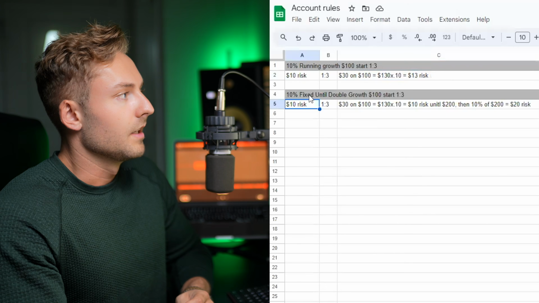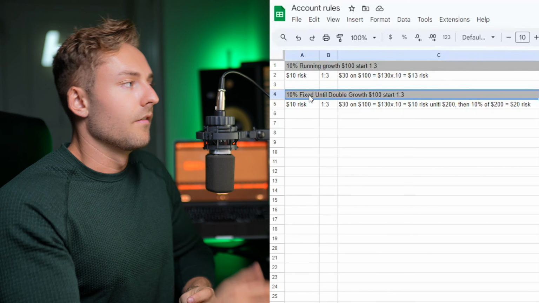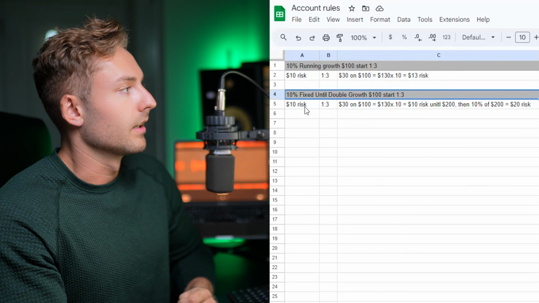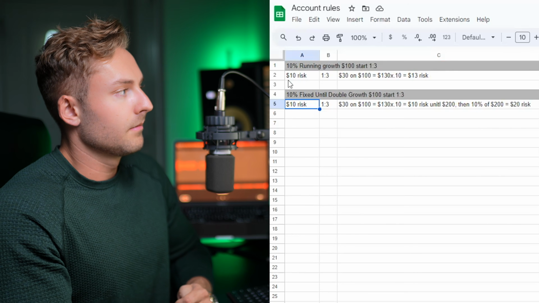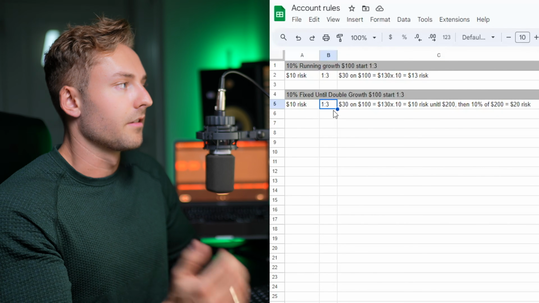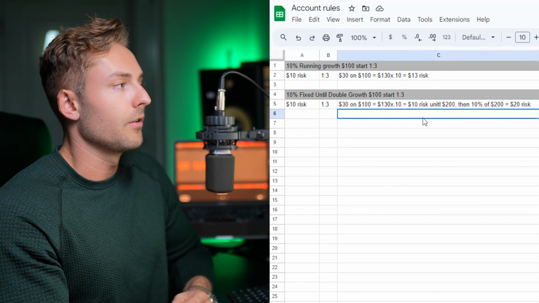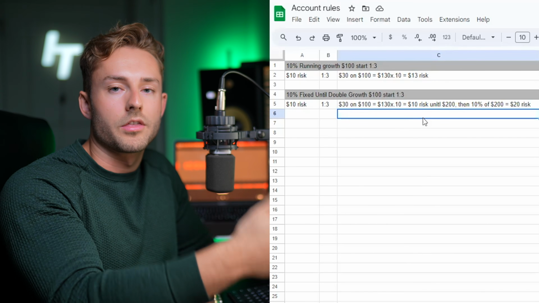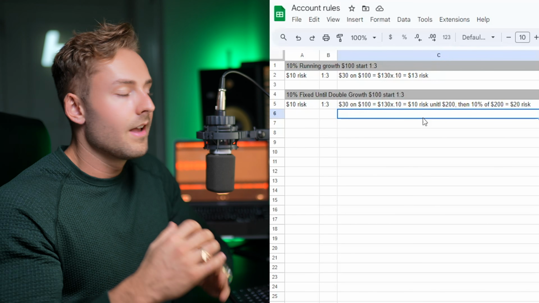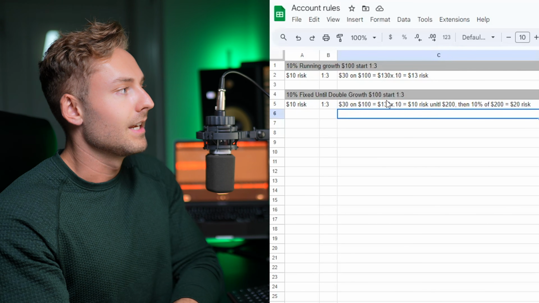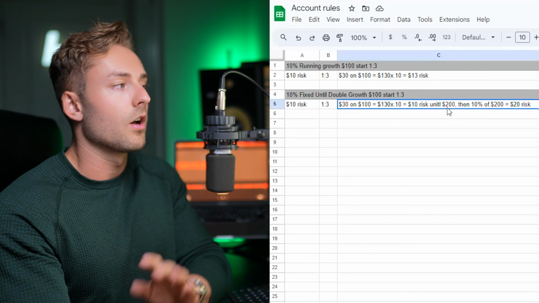Okay, so the second method, and this is the method that I use, is once again starting at 10% of your account. So if you're starting with a $100 account, you put 10% of risk on, which is $10 at a 1 to 3. You're still making that 130, but instead of graduating up to $13 risk per trade, you keep it at that $10 mark until this 130 hits 200 in the account.